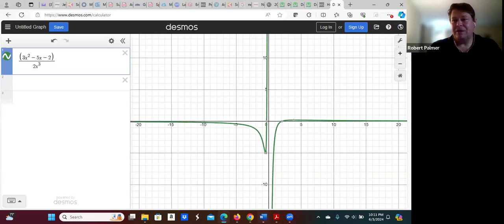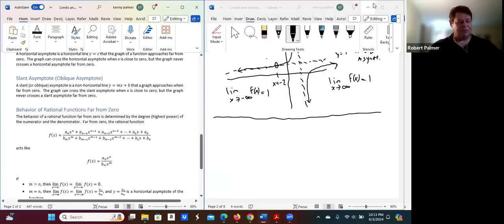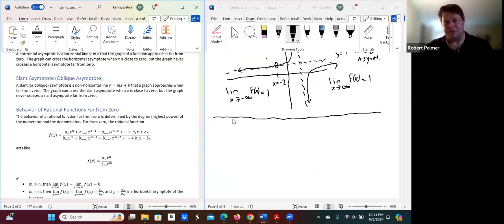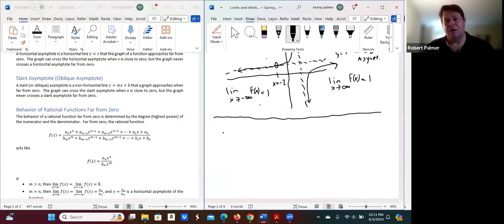Now, let's go back and take a look at our diagram. What I'm going to say is that behavior acts more like this. So let's look at this as an example. Here we're looking at rational functions.